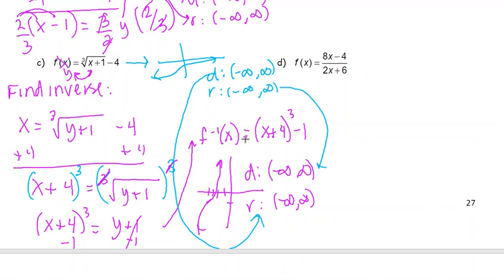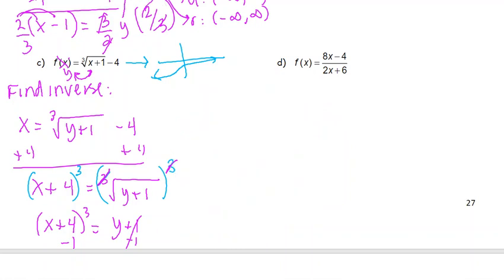Now I'm going to do the last one here, and that's probably the most difficult one of the whole thing. I need a little bit of space, so I'm going to erase this. If you need to rewatch it, just rewind. Alrighty, now I'm going to do D, and D is probably the most challenging one on this whole page. Again, we're going to switch x and y and solve for y. Not going to do that part quite yet.